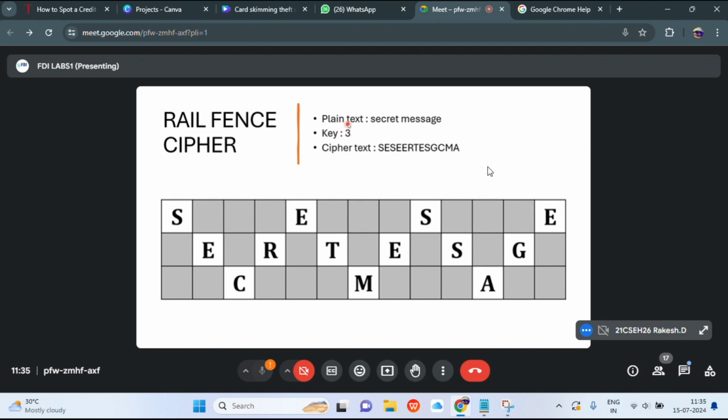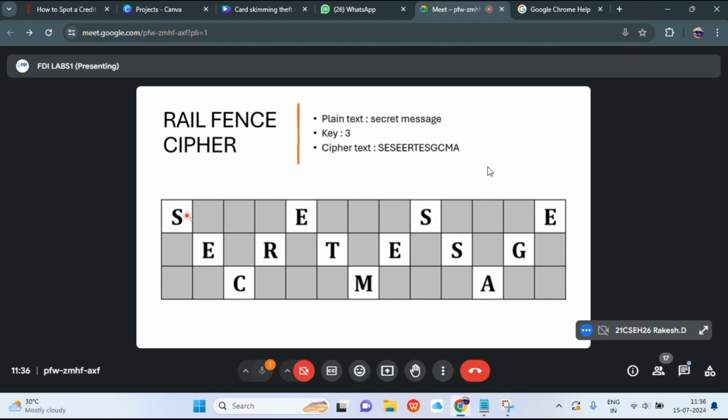Rail fence cipher: we have a plain text secret message. Our key can be any number from 2 onwards, but here I have taken the key as 3. When you have a secret message, see how many letters are present in it. You count 1, 2, 3, 4, 5, 6, 7, 8, 9, 10, 11, 12 and 13. So we should make 13 columns.